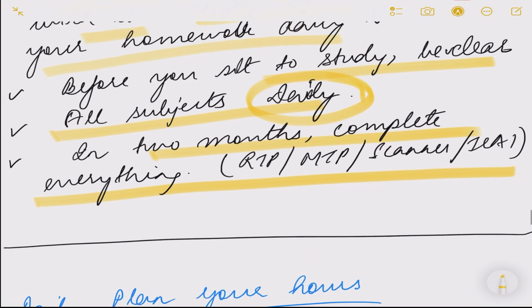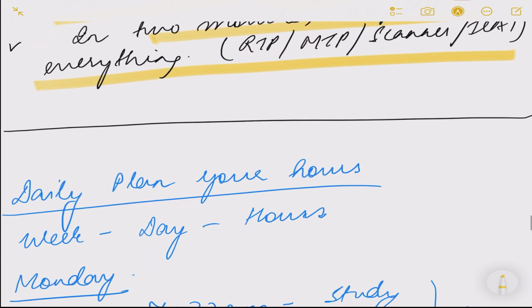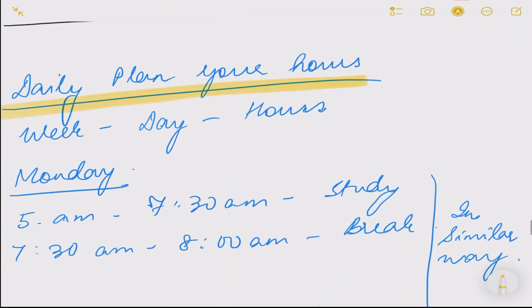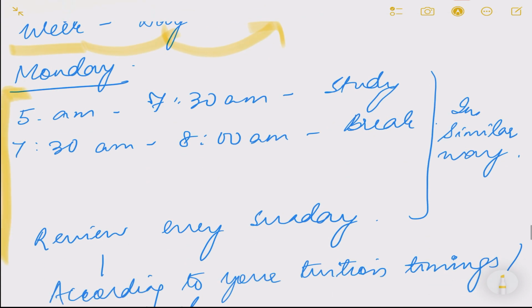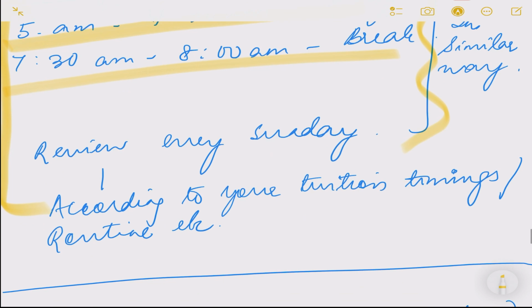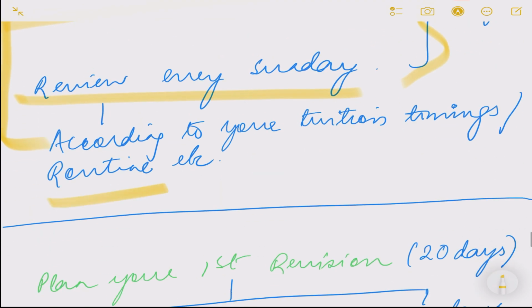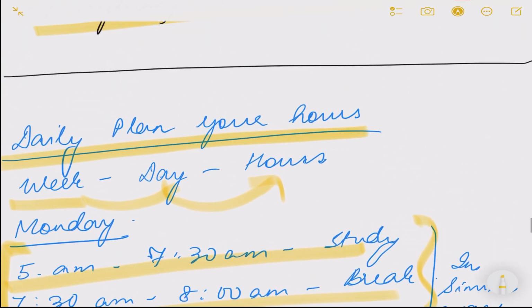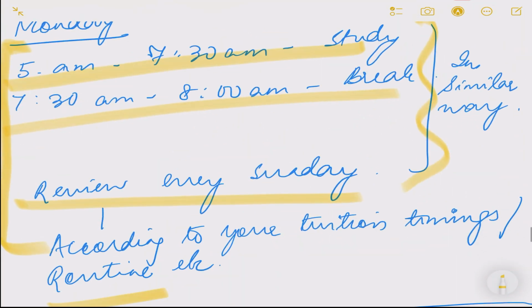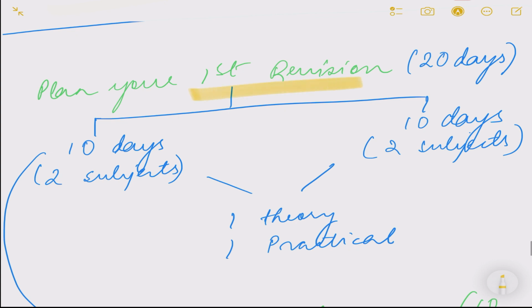When you plan your weekly plan, you need to make a daily plan for yourself. Convert the week into days, convert days into hours, and make a routine for every day. You need to make an everyday routine: when you are going to study, when you are going to take a break, in every way. Every day you need to plan like this, and review every Sunday where you are at the moment, and accordingly make your routine.